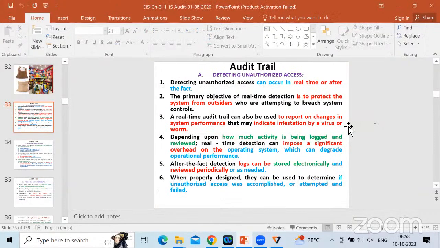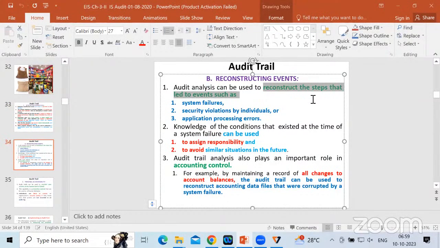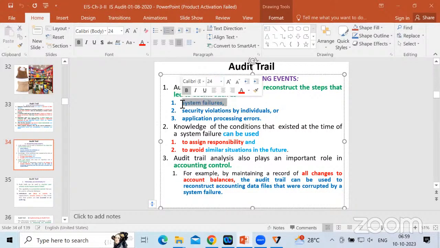So to detect unauthorized access, audit trail is being used. Reconstruction of events. What is that? Reconstruct steps that led to events such as system failures, security violation, application processing errors. What is system failure? Suddenly the system switched off. So how did it get switched off? We do not know. So you go back to the log files, and you will be able to reconstruct the steps because of which the switching off occurred.